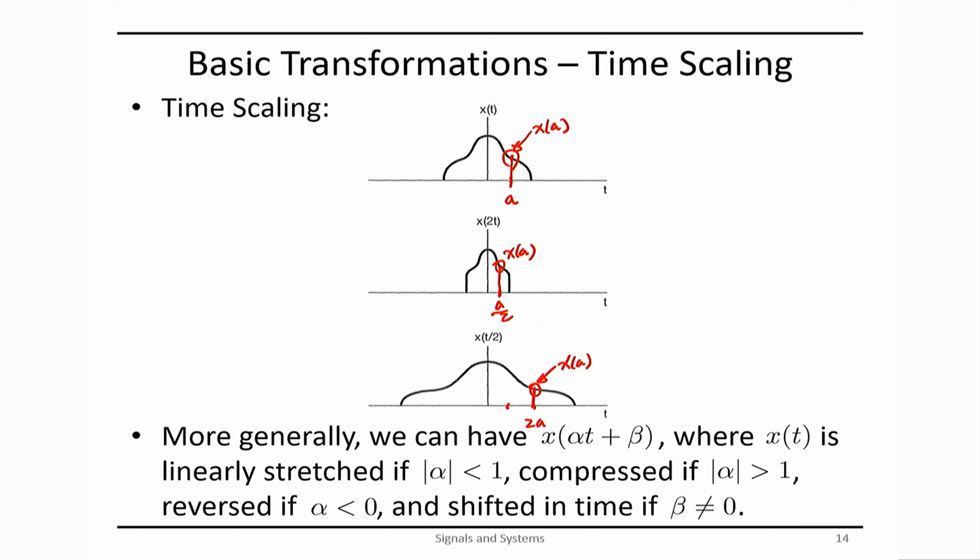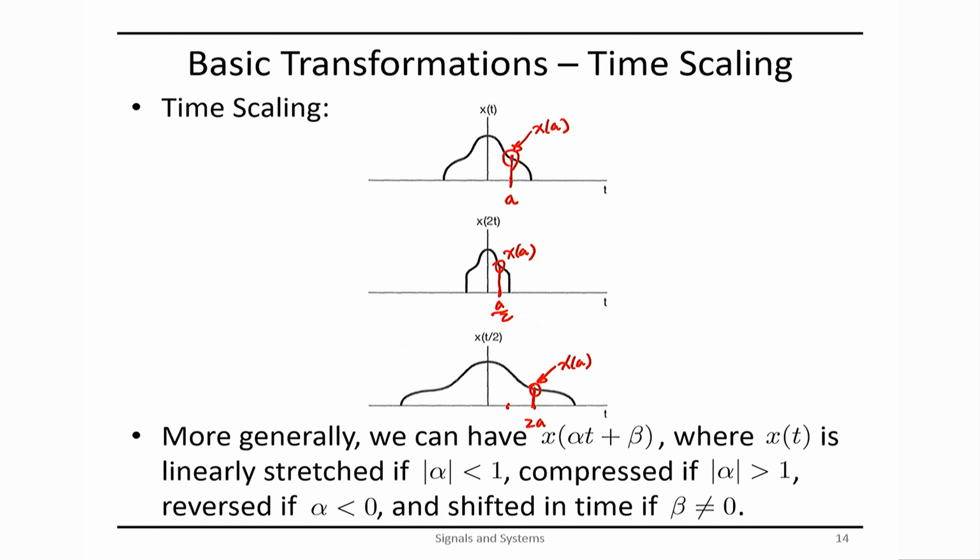So if you have alpha less than 1, then you're stretching the signal. If you have alpha greater than 1, then you're compressing the signal. If alpha is less than 0, then, aside from the stretching and compressing, you have a time reversal. And with a non-zero beta, you have a time shift. So we have 5 minutes.